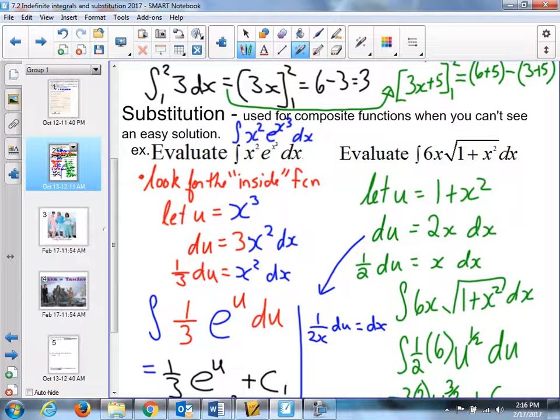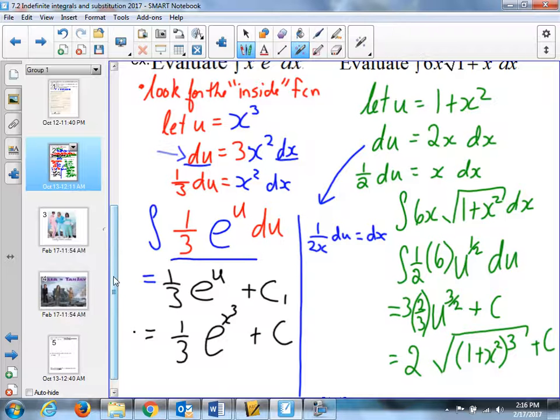Now, those are easy ones you can do by sight. If you have an inside, I was saying, think of it that way. That's where you let u equal x cubed, for example, in this one. Do the derivative, but separate the du and the dx. Then sub back in. You should have a simpler integral to do. Do it. Last step, sub back. We did another one here, too.